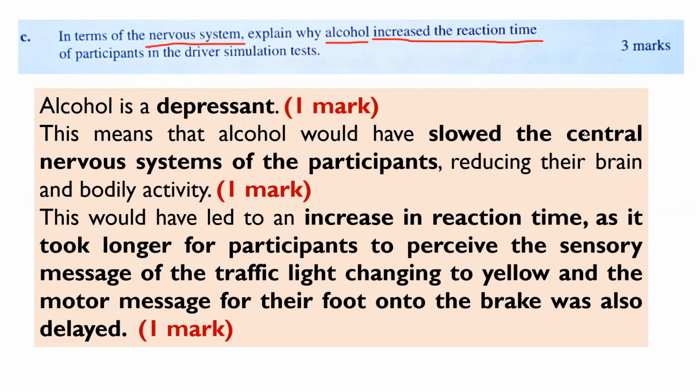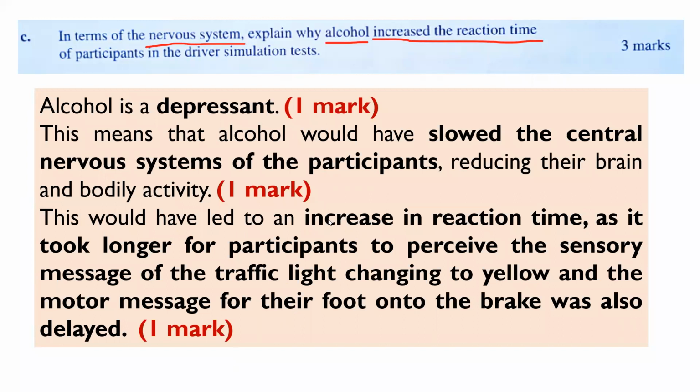For us to say that alcohol is a depressant, what does that actually mean? It means that alcohol would have slowed the central nervous system functioning of the participants, which would have reduced their brain and bodily activity. And then you need to link that back to this idea of reaction time. So you could say this would have led to an increase in reaction time because it takes longer for participants to judge or to perceive the sensory message of the traffic light changing to yellow, and the motor message for their foot to press onto that brake also gets delayed as a result of that.